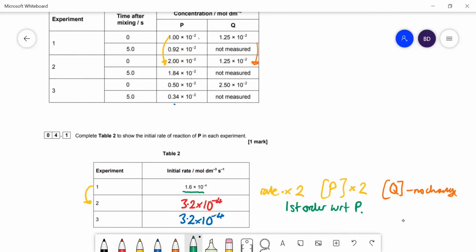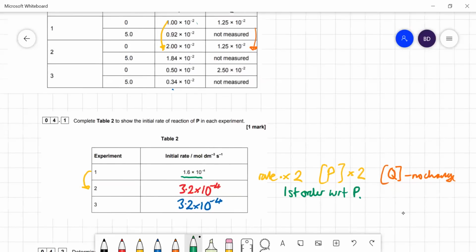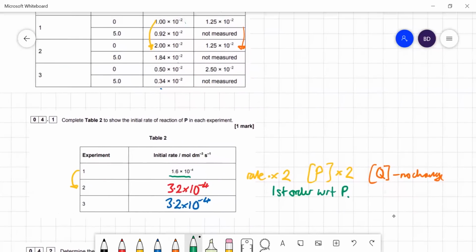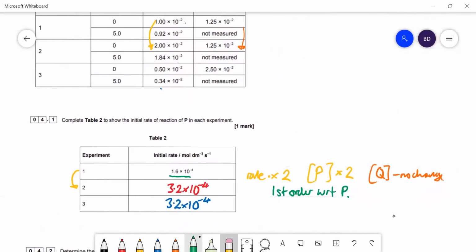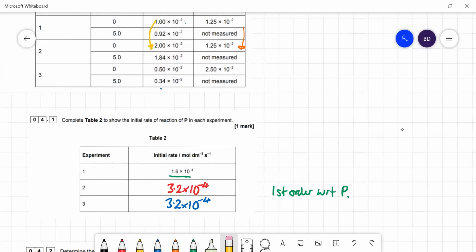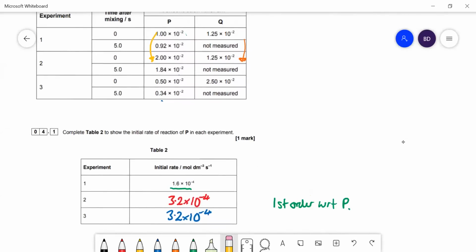Now we need to work out the order with respect to Q, which is going to be a little bit more difficult. Which two are we going to compare there? We want one where we keep P the same and only change Q. So we'll just scroll this down a bit. Now they change P all the time, so that's not much use.